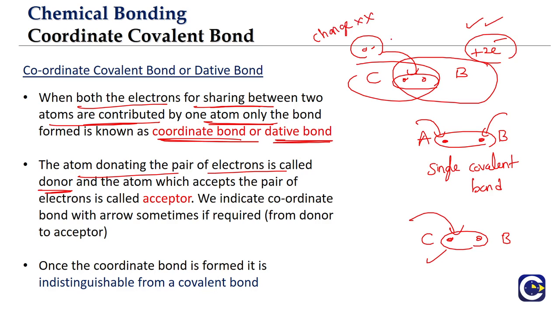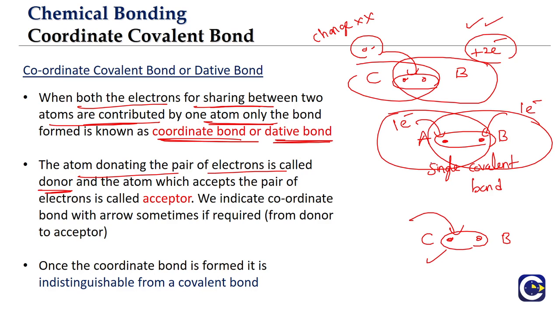Whenever a normal covalent bond is formed between A and B, what is the overall gain in the count of electrons? Each atom is going to gain 1 electron, because the shared pair will be counted for both the atoms. So we count the shared pair for both atom A as well as atom B.